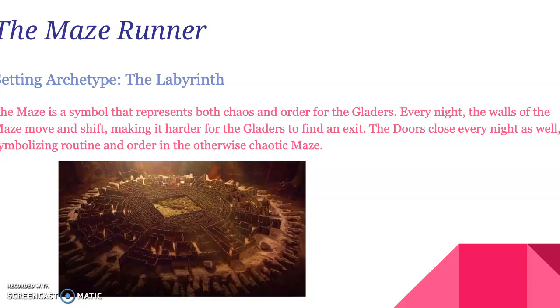I'm going to give you some examples. So, for instance, in the book or the movie, The Maze Runner, there is a labyrinth. Now, this is a form of maze, right? Remember the story of the labyrinth and Theseus and the Minotaur. The maze is a symbol that can represent both chaos and order for the gladers in the story. Every night, the walls of the maze move and shift, and that makes it harder for the gladers to find an exit. The doors close every night as well, symbolizing routine and order in the otherwise chaotic maze. And mazes are confusing. So a labyrinth is a place of confusion and disorder, and sometimes problem solving.